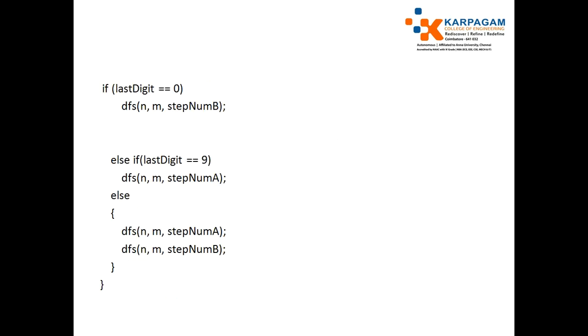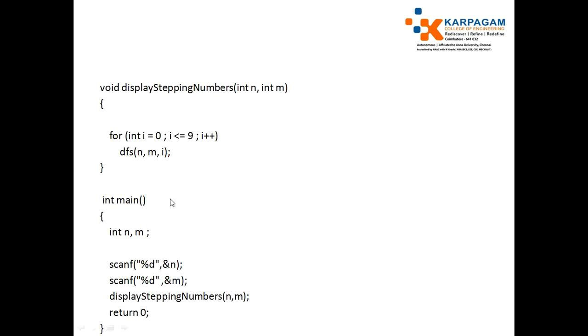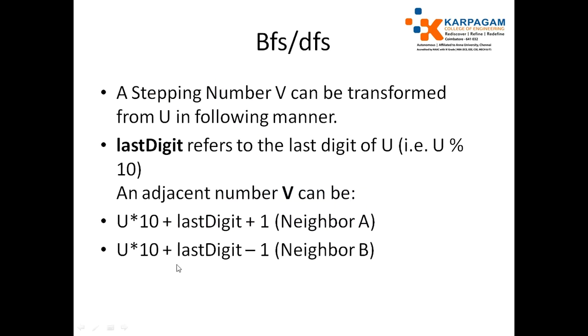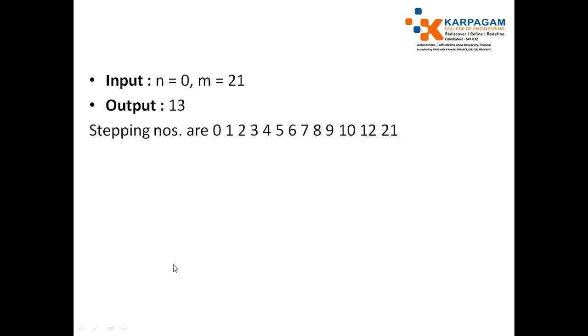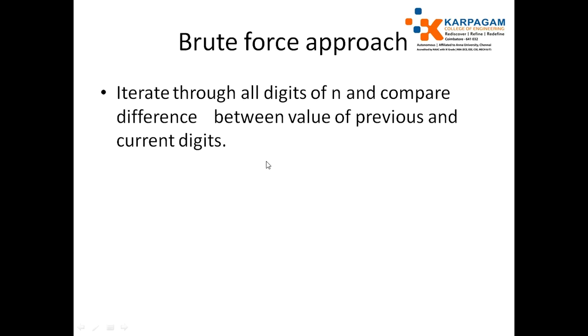As I told you, we'll start with the main function. You get the values of n and m, which are the ranges. For example, n is 0 and m is 21. Between the range of 0 to 21, these are all the possible stepping numbers, and the count of stepping numbers present in this range is 13, right?